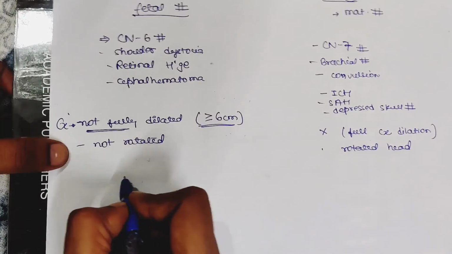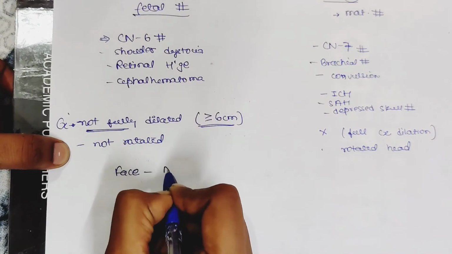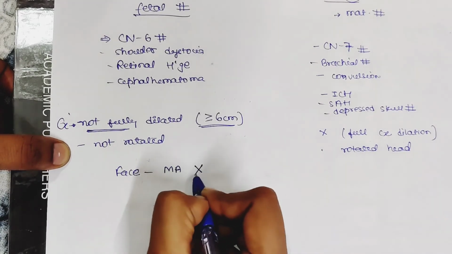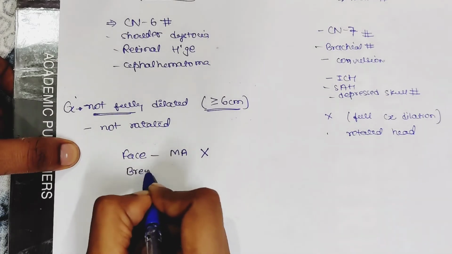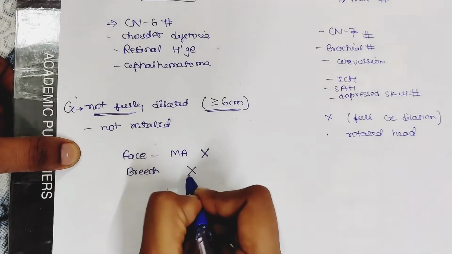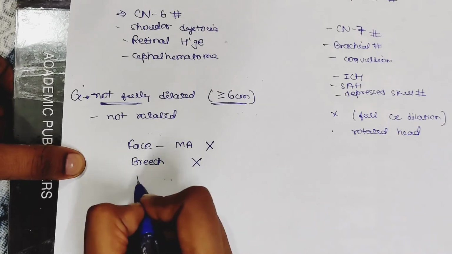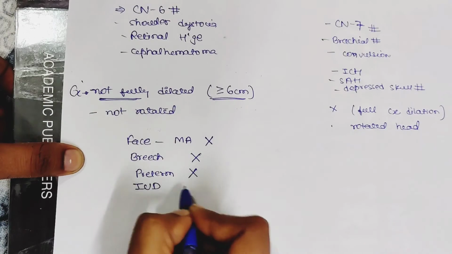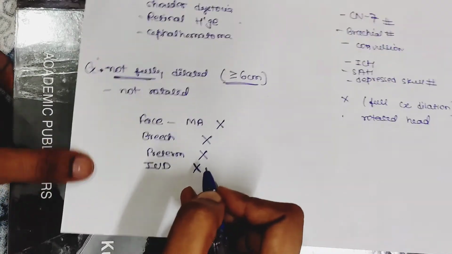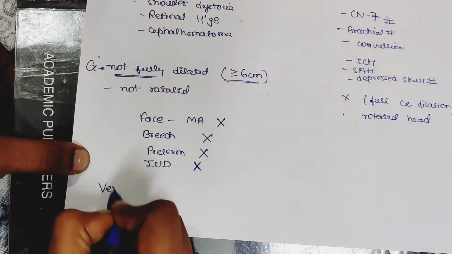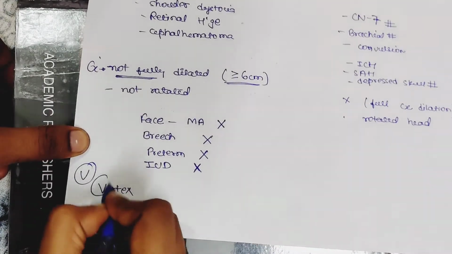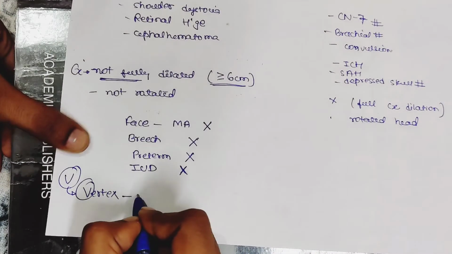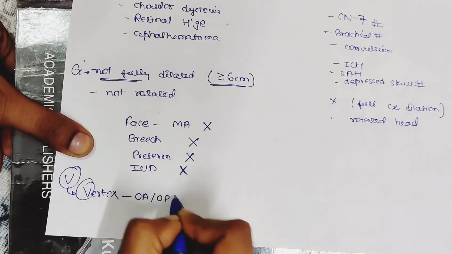In case of face presentation, like mento anterior presentation, VENTOUSE is not used. VENTOUSE is contraindicated. In case of breech presentation, after coming head of breech, VENTOUSE is contraindicated. In case of preterm baby, VENTOUSE is contraindicated. In case of IUD, VENTOUSE is contraindicated. So VENTOUSE can only be used in vertex. V for VENTOUSE, V for vertex. We can use VENTOUSE only in vertex position, be it occipito-anterior, occipito-posterior, or occipito-transverse.